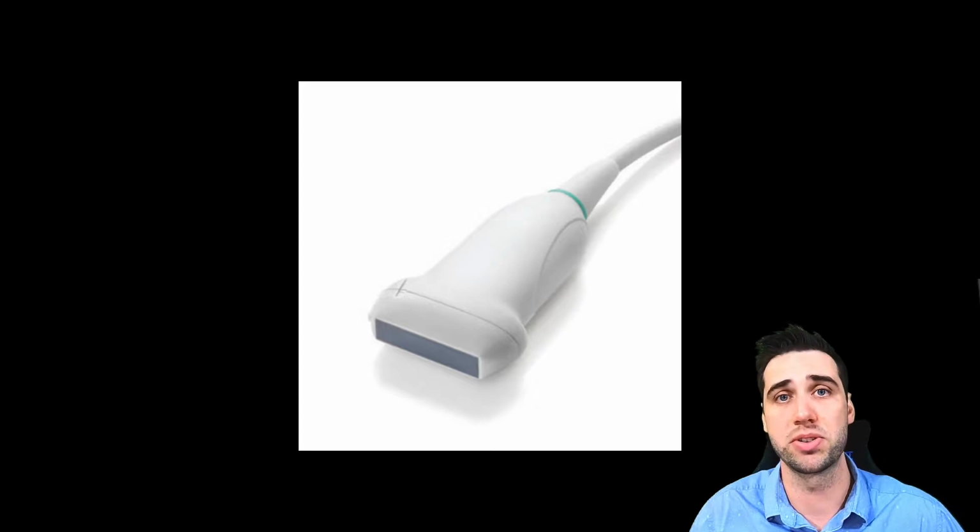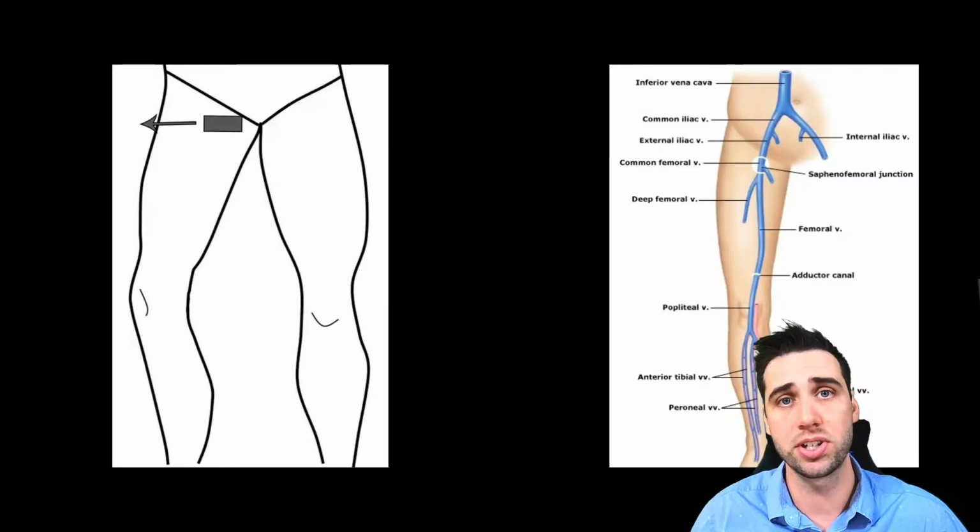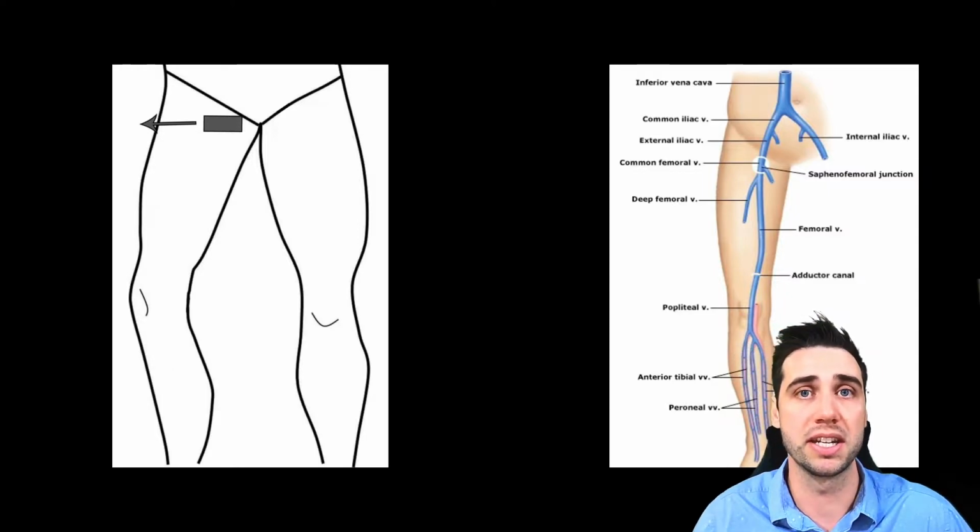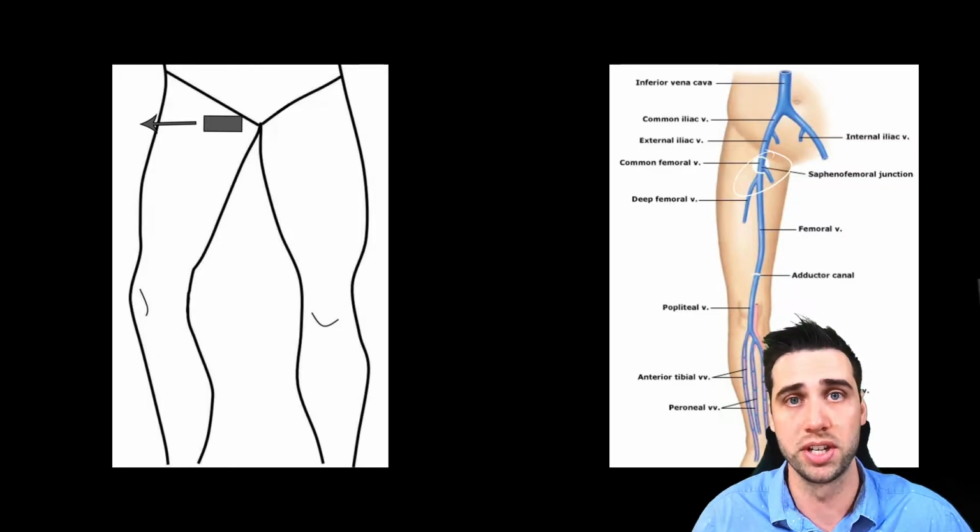So first off, you're going to be using the linear probe for this exam. You're going to start out with the probe just below the patient's inguinal ligament on the side of concern, with the indicator pointed towards the patient's right. So we're going to be looking for these vascular structures all the way down.